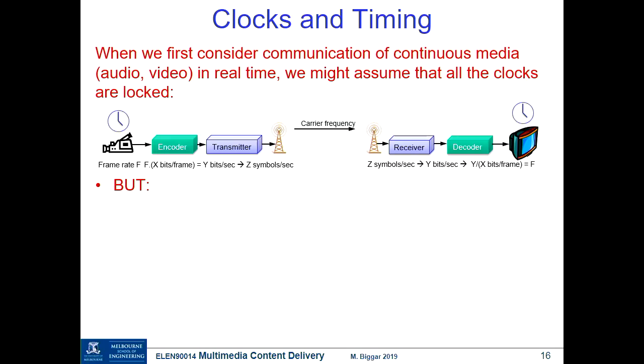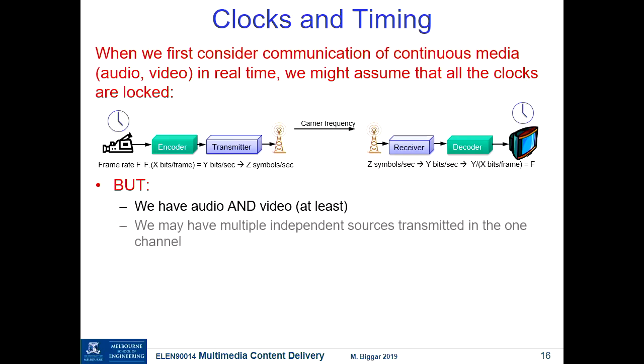However, the situation, particularly these days, these digital days, is a bit more complicated. So we have audio and video, at least. So there are at least two different clocks, right? Could we derive the audio sampling rate from the video clock? Well, probably, but we have at least audio and video.